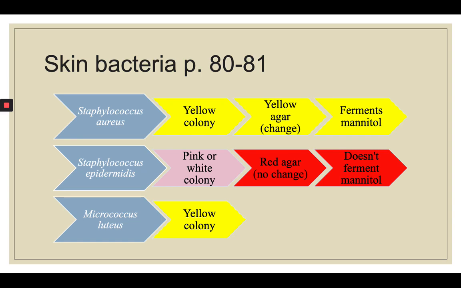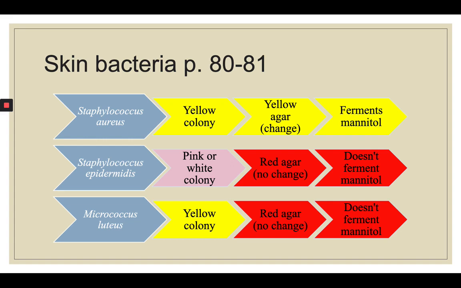Micrococcus luteus has a yellow colony. So if I were to give you a plate, you would see multiple yellow colonies and you'd be like, oh no, I don't know the difference. But luckily, Micrococcus luteus doesn't ferment mannitol, so the agar color doesn't change. So this is the way that we tell them apart. Staph aureus is yellow with the yellow agar because it ferments mannitol. Staph epidermidis and Micrococcus luteus do not ferment mannitol, so their agar stays red, whereas epidermidis is pink or white and Micrococcus luteus is yellow.